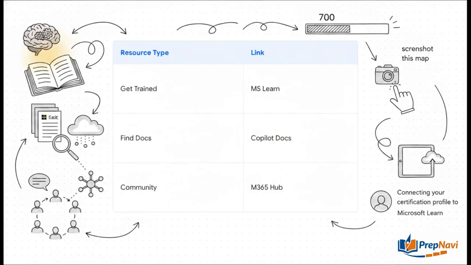Now, to help get you to that 700, the study guide provides a total wealth of resources. I highly recommend you just take a screenshot of this map right now. You need to get hands-on experience before the exam, so use Microsoft Learn for self-paced modules and instructor-led courses. Dive deep into the official Microsoft 365 Copilot docs, and please don't study in a silo. Lean on the Microsoft 365 Copilot Community Hub and check out the Exam Readiness Zone videos. Connecting your certification profile to Microsoft Learn is definitely the best way to keep all this organized.